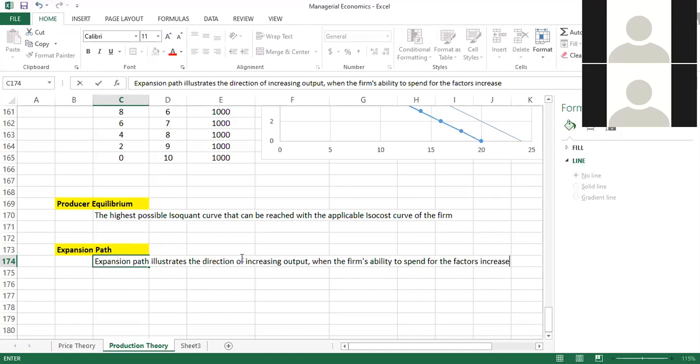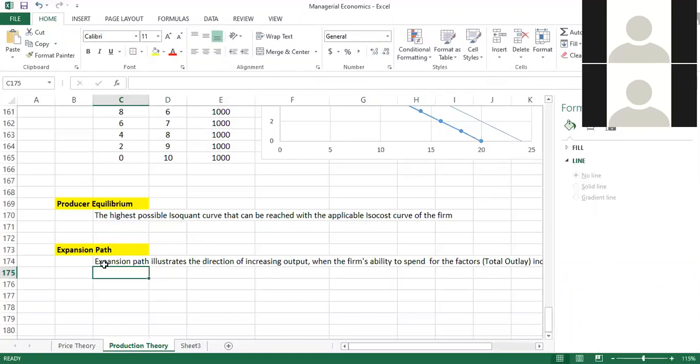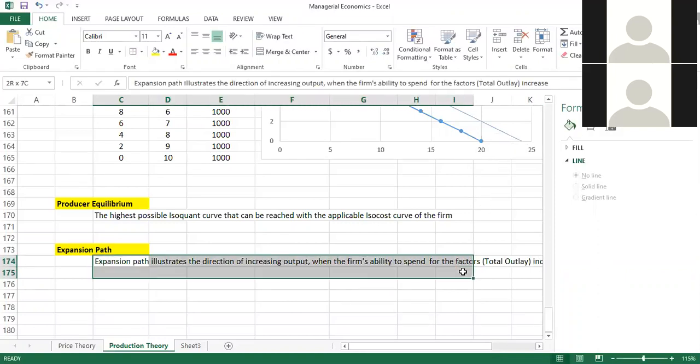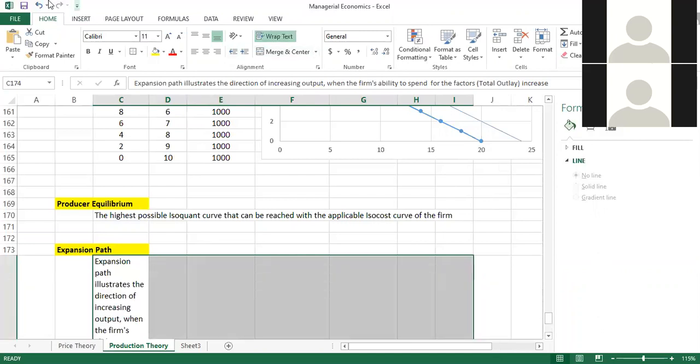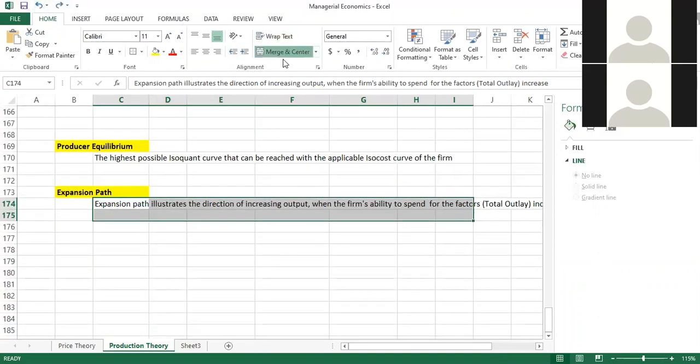Right? Firm's ability to spend. In other words, that is the firm's budget, right? The total outlay. Ability to spend for the factors means that is the total outlay. So that is the meaning of expansion path. So expansion path explains the way of increasing output when the firm's ability to spend for the factors increases.